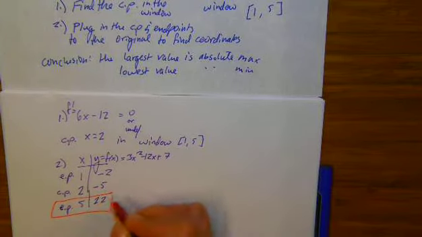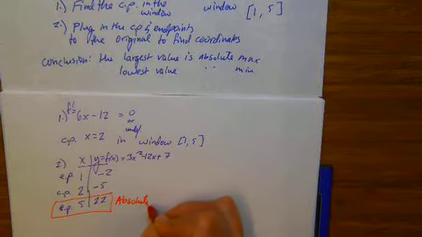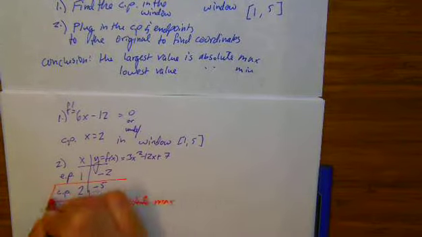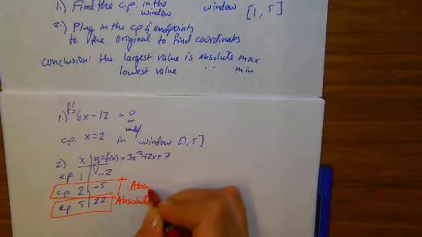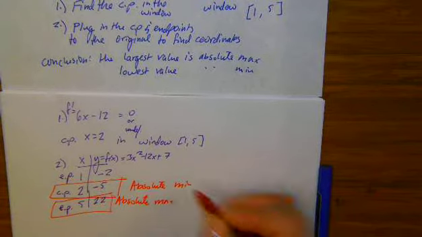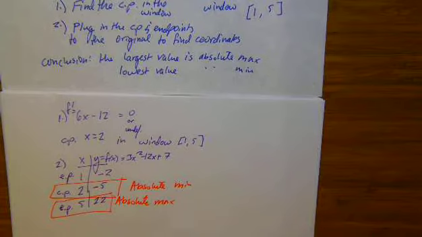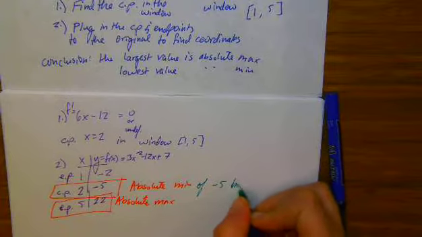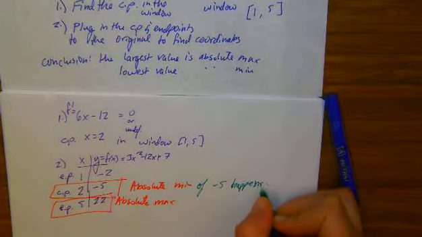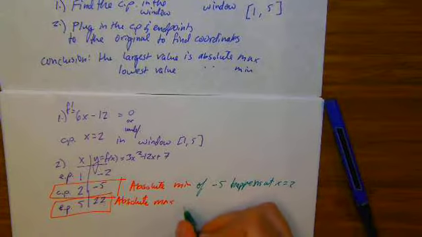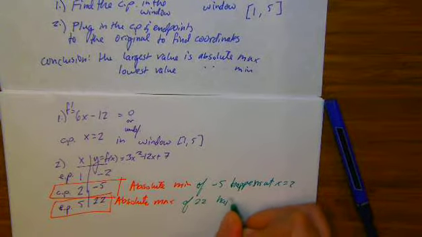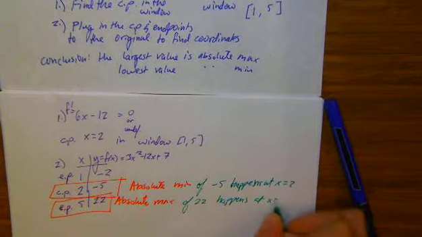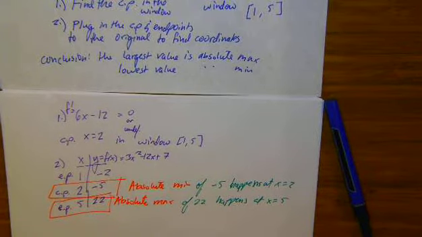Okay, this is our absolute max. Here we have our absolute min. In terms of application, what is this saying? We have an absolute min of minus 5, and it happens at x equals 2. We have an absolute max of 22, and it happens at x equals 5. Okay. So finding absolute max or min in a window, that's all the steps you have to do.